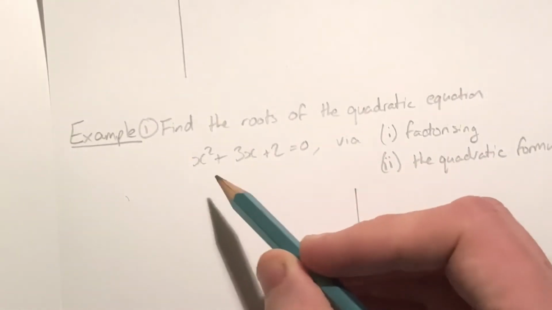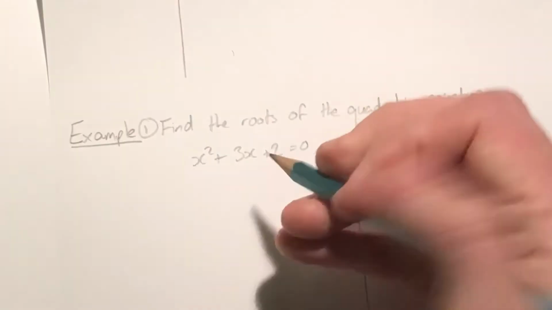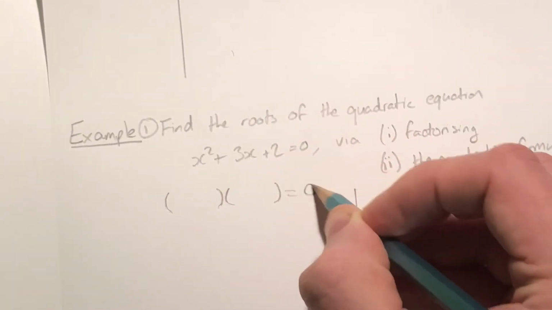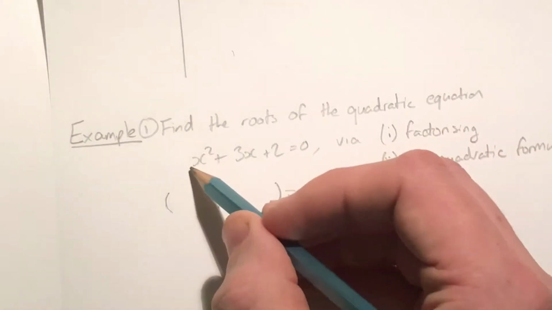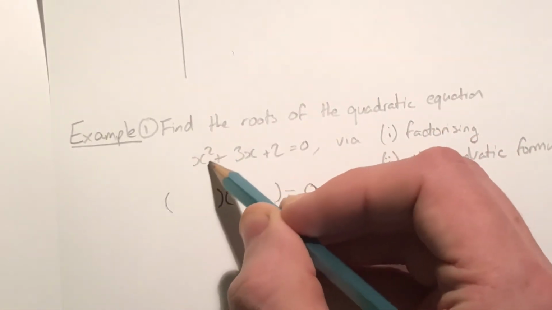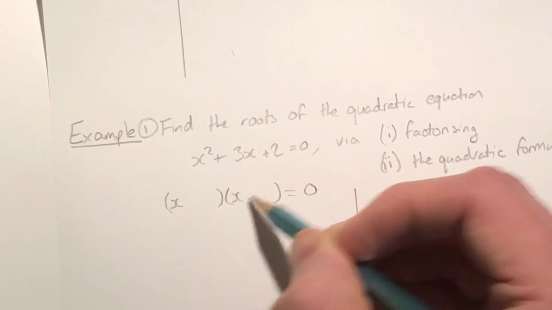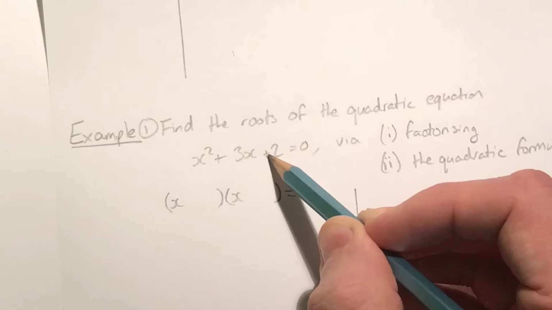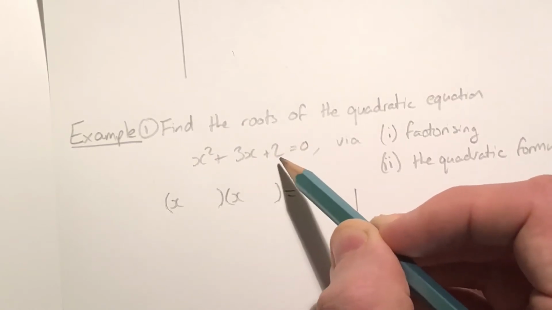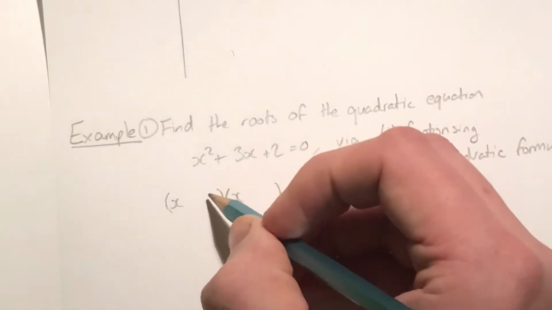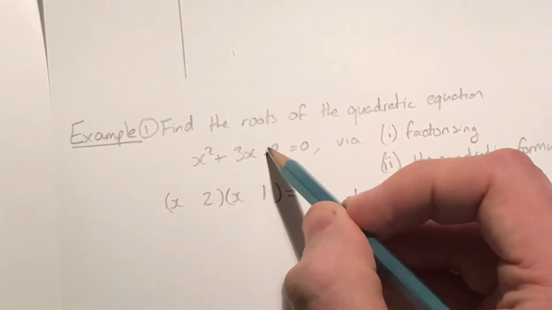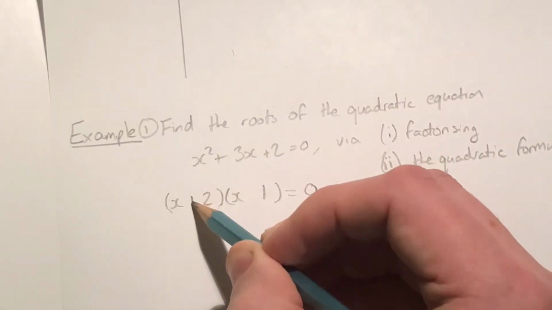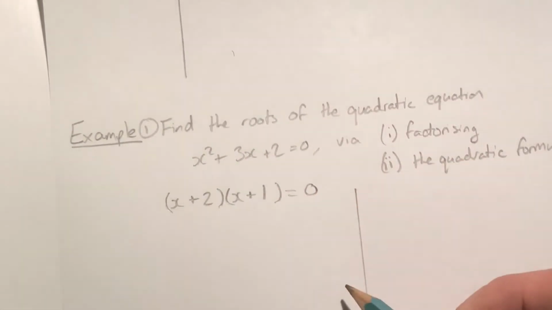Well, via factorising, this is a trinomial, and we know first and foremost that for trinomials, we need two pairs of brackets. So two values that times together to give you x squared are x and x. And we need to have two numbers that times together to give you 2, which add together to give you positive 3. Well, two numbers that times together to give you 2 are 2 and 1. They also add together to give you 3. And we want a positive 3, so that must be positive 2 and positive 1.